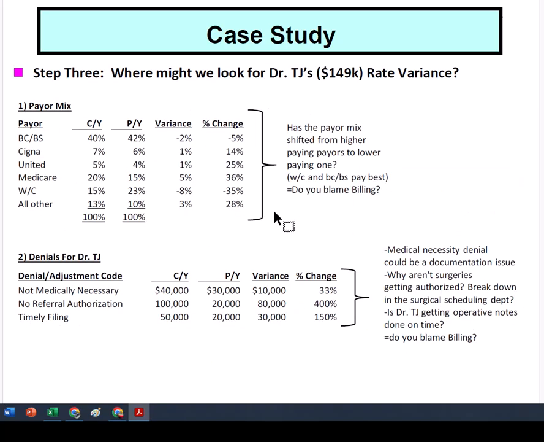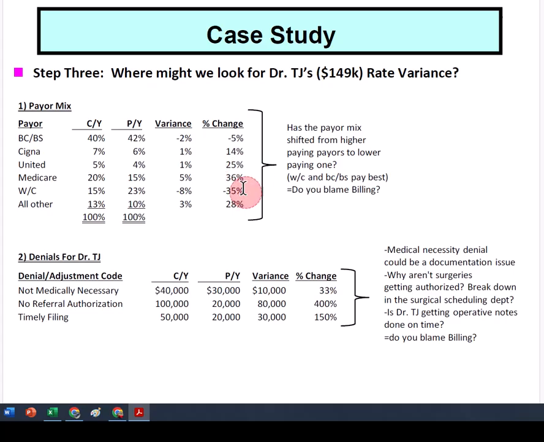Okay, step three, let's start looking at what might be happening. I always look to payer mix. Again, has the payer mix shifted from higher paying payers to lower paying ones? Okay, so we said workers' comp and Blue Cross pay better. Blue Cross is down a little bit. Workers' comp is way down. It's down 8%, or 35% on a relative basis.